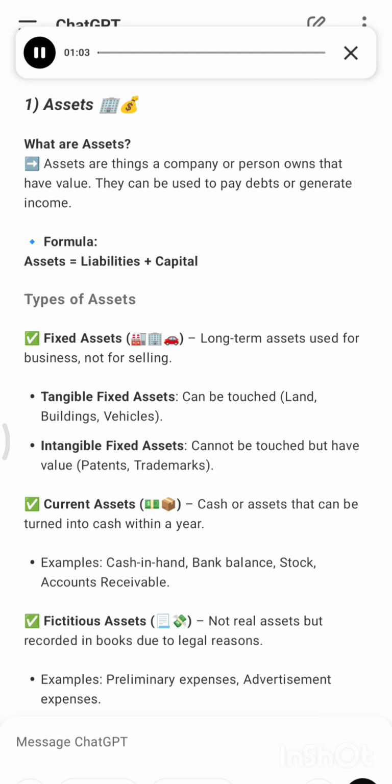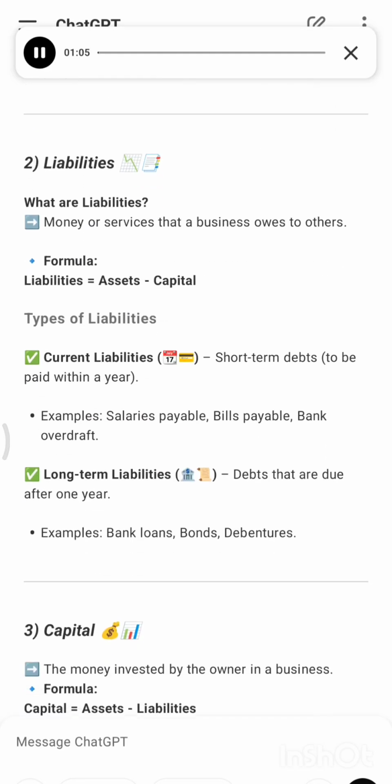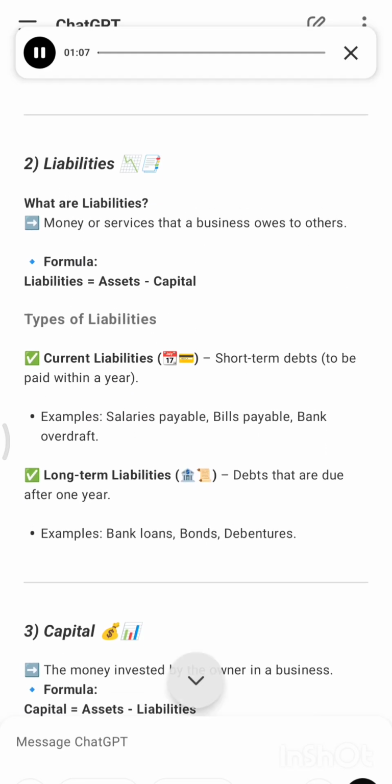Number 2, liabilities. What are liabilities? Money or services that a business owes to others. Formula: liabilities equals assets minus capital.